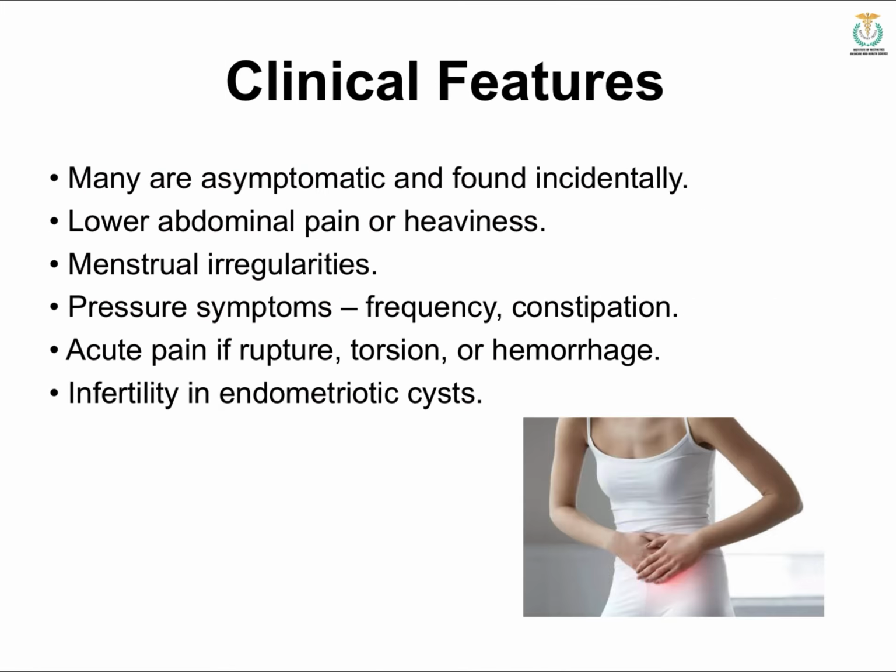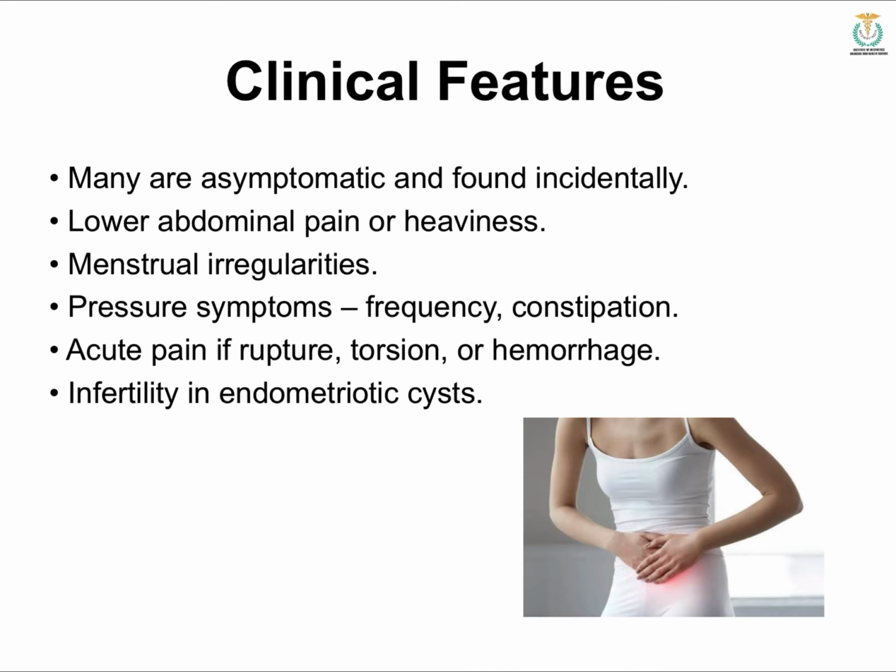Moving on to the clinical features, before that you should be aware of the pathophysiology. Repeated ovulation can cause small injuries to the ovarian surface. When epithelial cells get trapped, a cyst may form. Hormone imbalance, especially high estrogen, supports cyst growth. Over time, some benign cysts can undergo neoplastic change, leading to a pathological ovarian cyst. That is how the pathophysiology works.